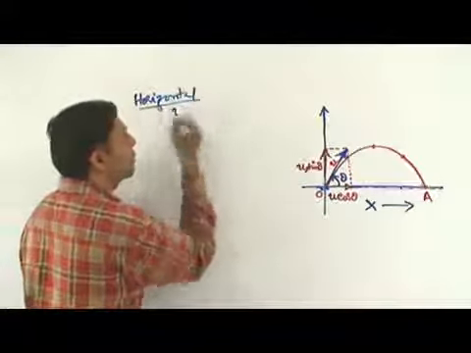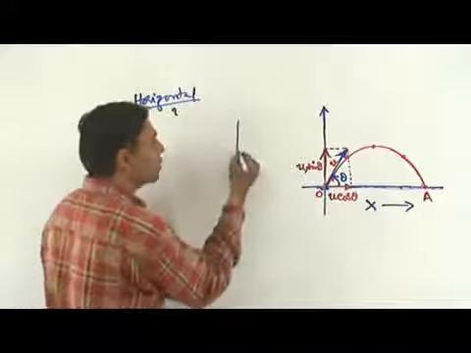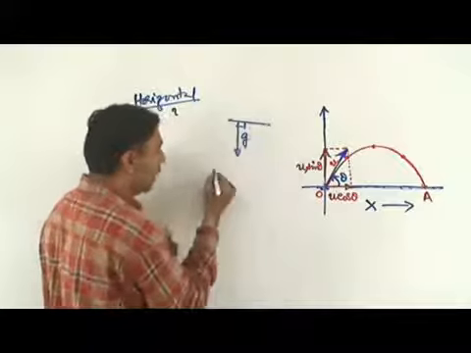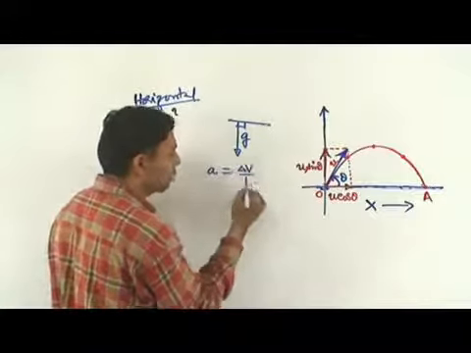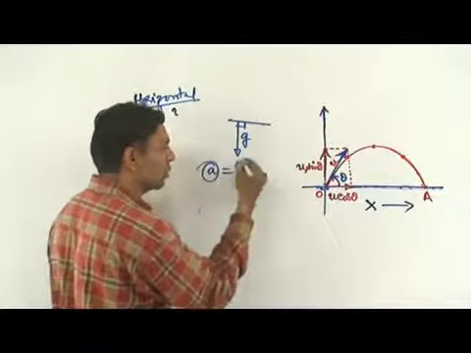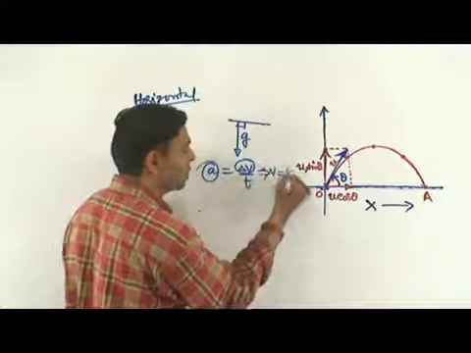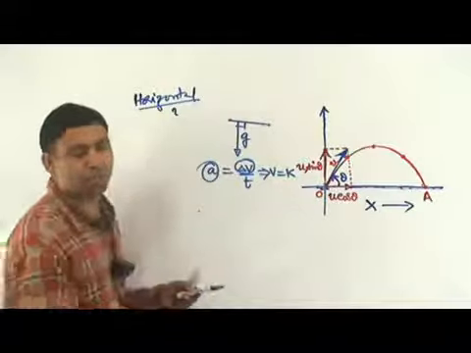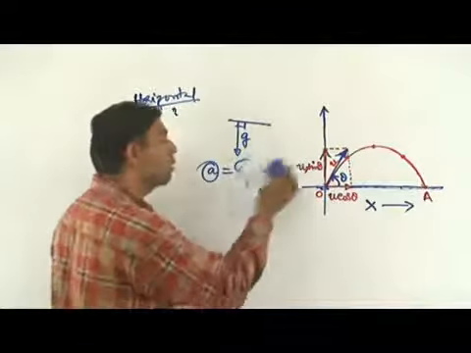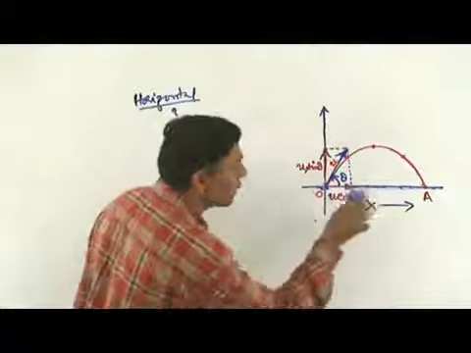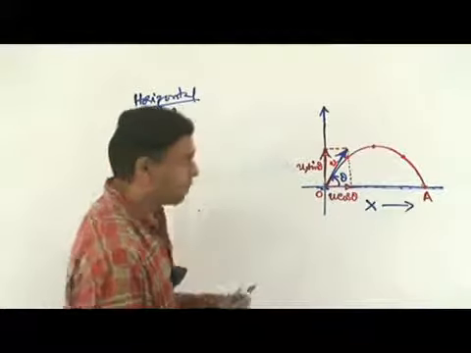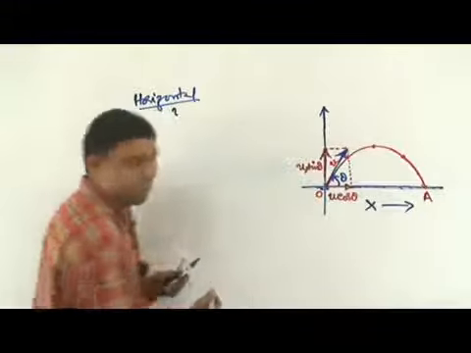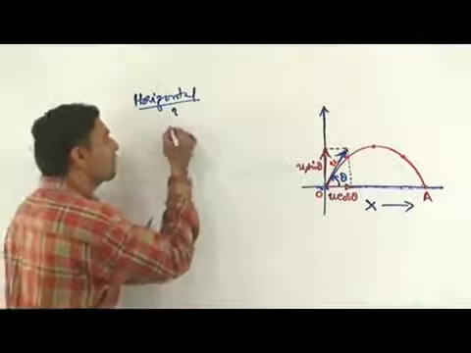It's pretty simple. We know very well, acceleration due to gravity is vertically downward. Its horizontal component will be 0. And we know acceleration is rate of change of velocity. When acceleration is 0, change in velocity is 0, meaning velocity should remain constant. In horizontal direction, acceleration 0 for a projectile means horizontal component of velocity, that is u cos theta, remains constant throughout the journey. So whether the projectile is here, here or here, u cos theta will remain constant. So in horizontal direction, velocity is constant.